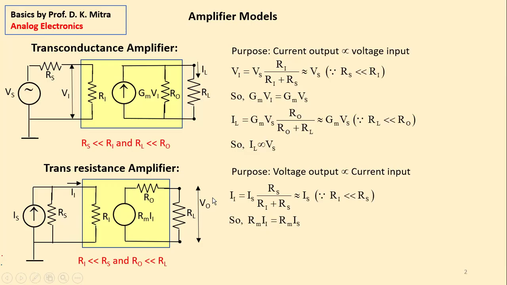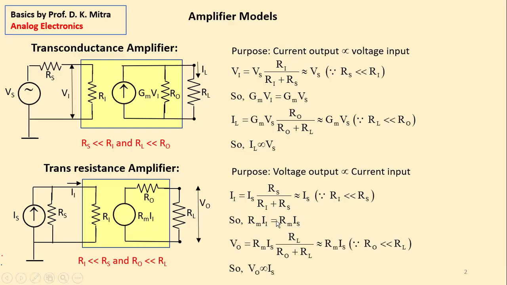This Ii is equal to, by the basic formula, source current Is multiplied by Rs divided by Rs plus Ri. Once again, since Ri is very small with respect to Rs, Ri is ignored. This factor becomes almost unity. So Ii is almost equal to Is. And this voltage is RmIi, so RmIi is almost equal to RmIs. This is the voltage value, right?